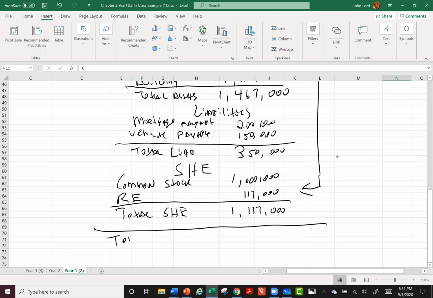And then my total liabilities plus stockholders' equity, I'm going to add up these two numbers, is 1,467,000, I hope.